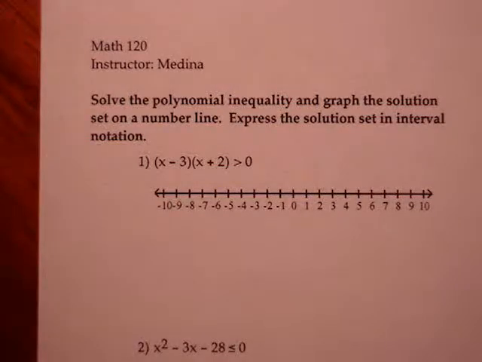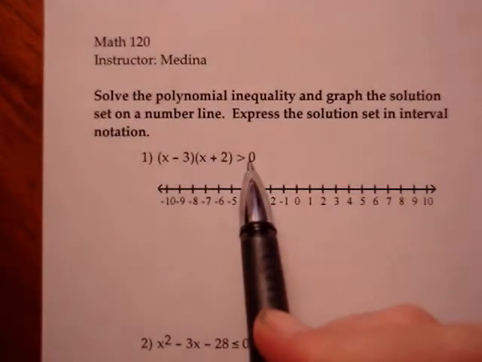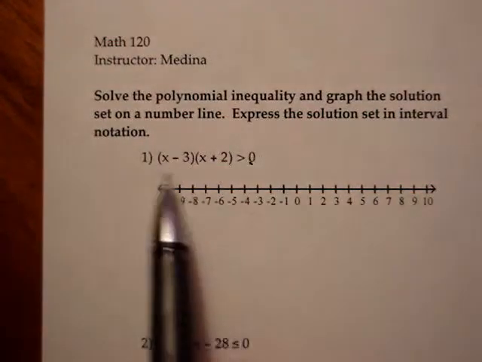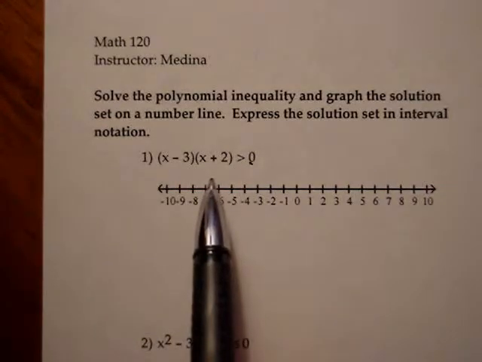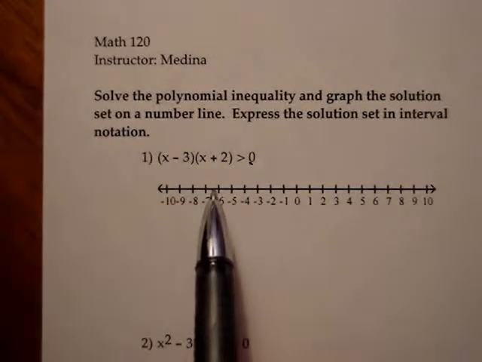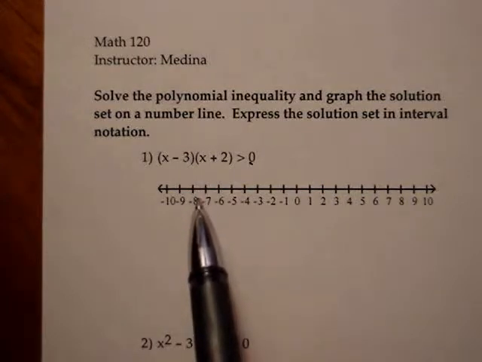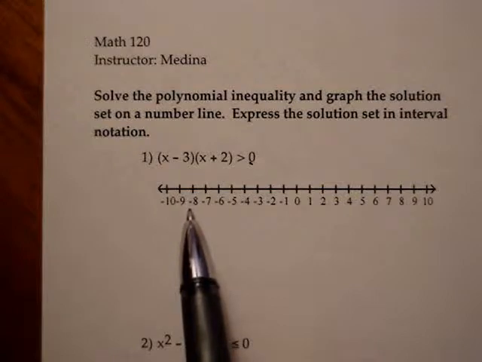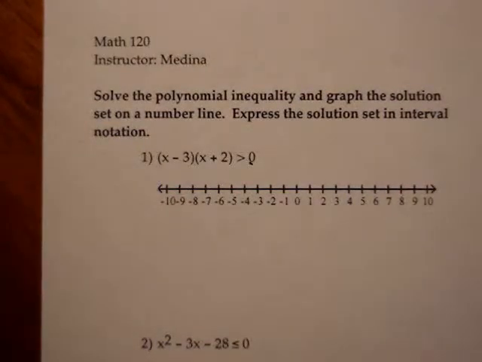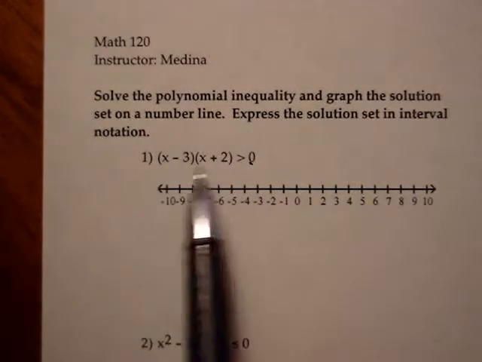So let's go through what the basic steps were. The steps were get 0 on one side, factor completely, find your zeros, and test the intervals. Remember, never multiply by a variable. Never multiply by a variable.